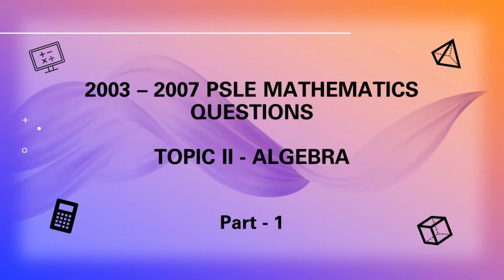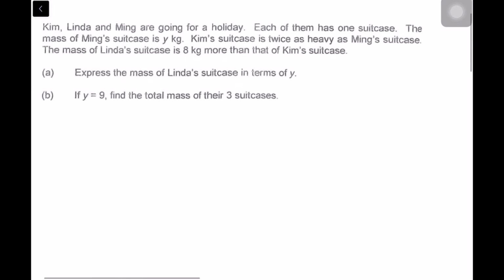So let's get started. Kim, Linda and Ming are going for a holiday. Each of them has one suitcase. The mass of Ming's suitcase is y kilograms. Kim's suitcase is twice as heavy as Ming's suitcase. The mass of Linda's suitcase is 8 kilograms more than that of Kim's suitcase. Part A. Express the mass of Linda's suitcase in terms of y.